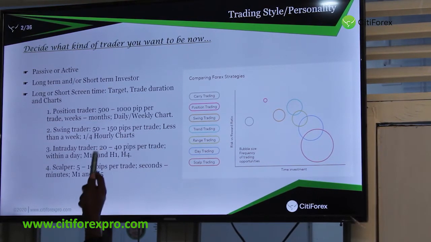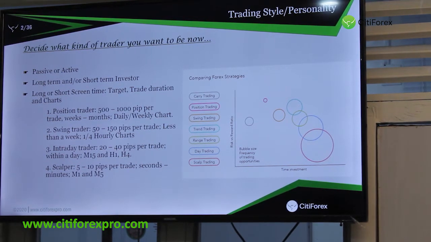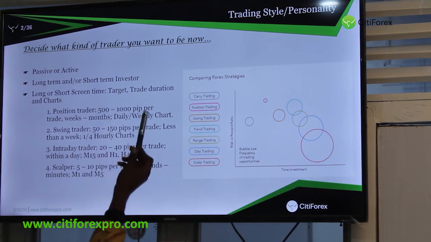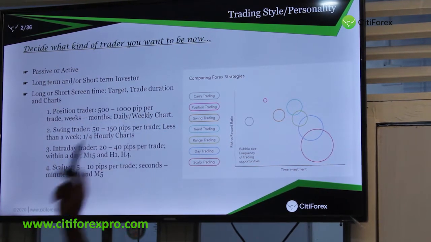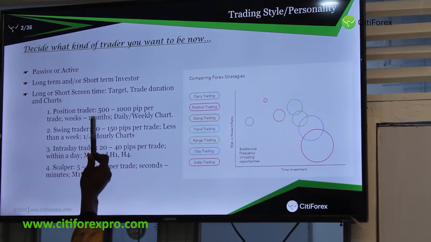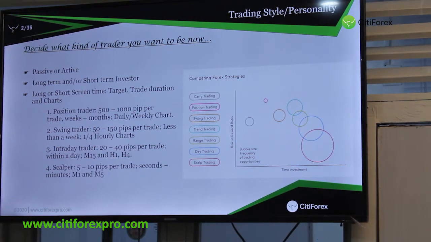So if you're a position trader, you're looking for around 500 pips. That's the kind of move Bitcoin gives, 1,000 pips. And this thing doesn't happen in a day, right? So if you're a position trader, you are trading on the daily or weekly chart, and you're looking to hold your trades for as long as weeks to months.